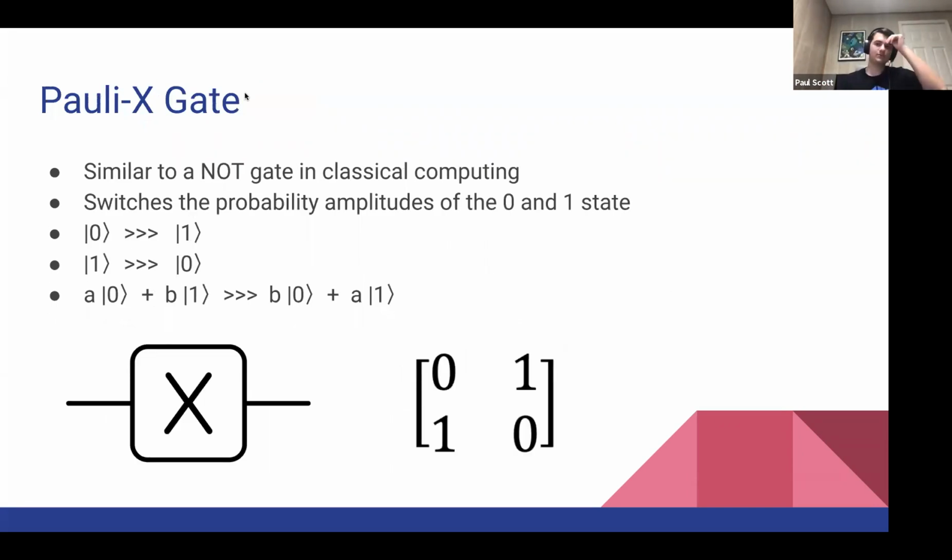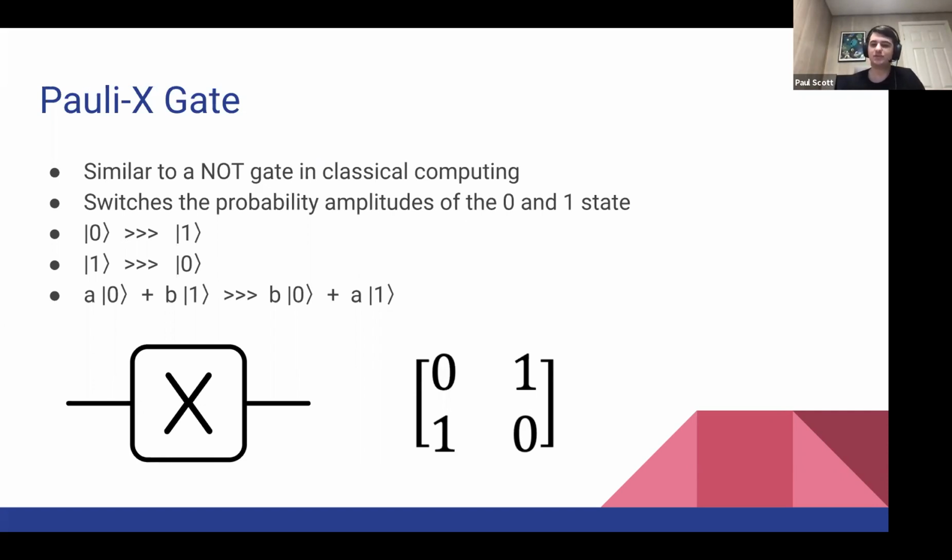The first gate we're going to talk about is the Pauli-X gate. This is most similar to the NOT gate in classical computing. In classical computing, the NOT gate takes a 0 and turns it to a 1, and takes a 1 and turns it to a 0. It just complements the bit. The Pauli-X gate does something very similar. If we give it the definite 0 state, it will output the definite 1 state, and if we give it the definite 1 state, it will output the definite 0 state.